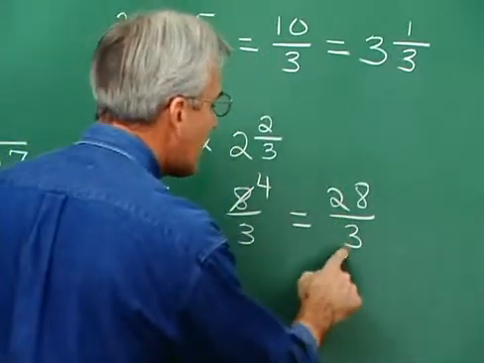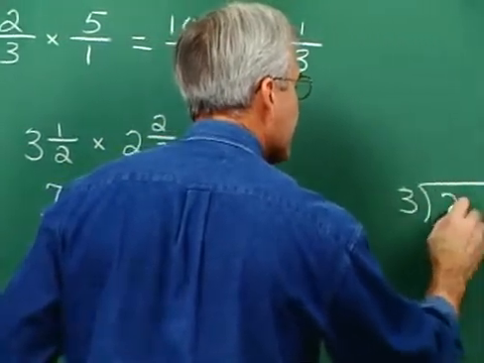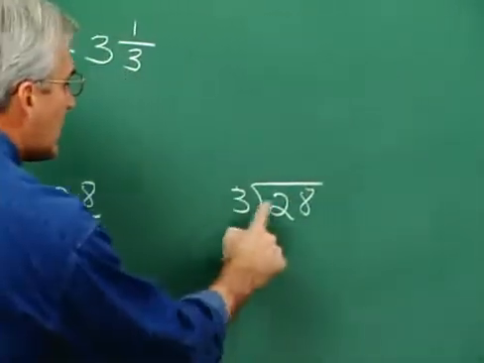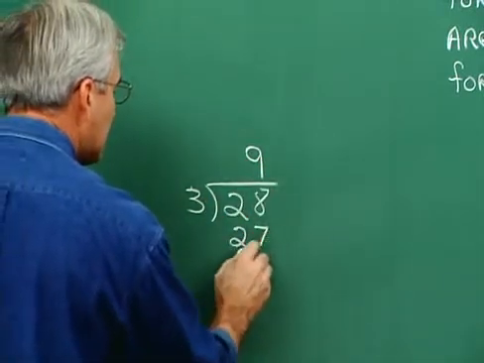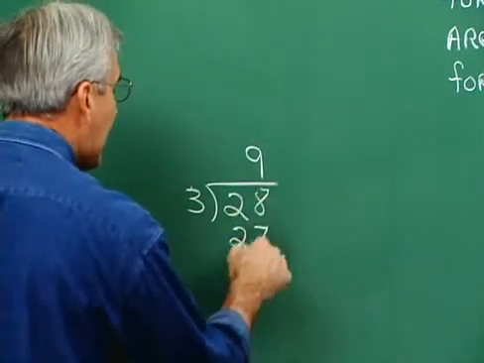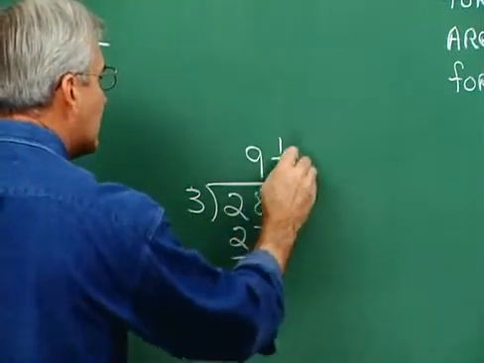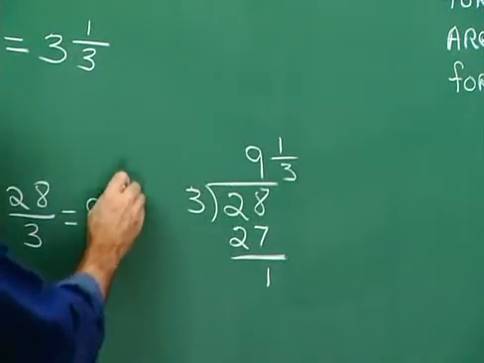All right, it's 28 divided by 3, so it's 3 into 28. Let's see, 3 goes into 28 9 times. 9 times 3, 27. We subtract and get 1 as the remainder. So this is 9, and then we have the remainder over the divisor, so it's 9 1/3. So this becomes 9 1/3.